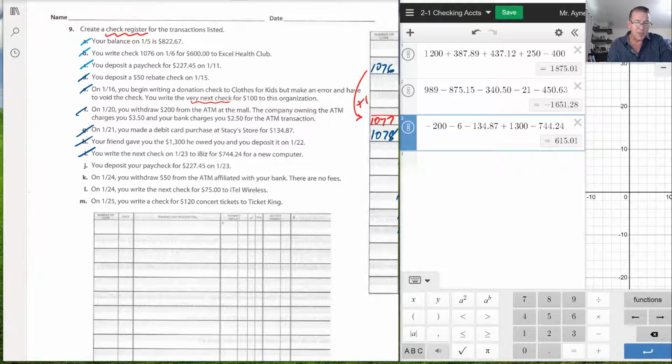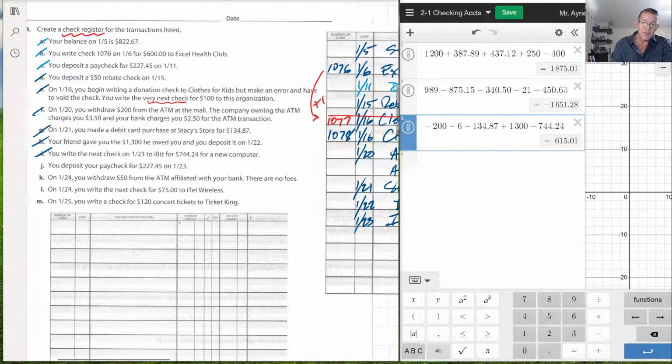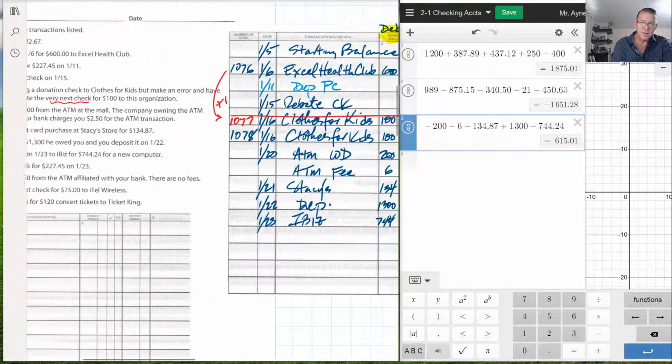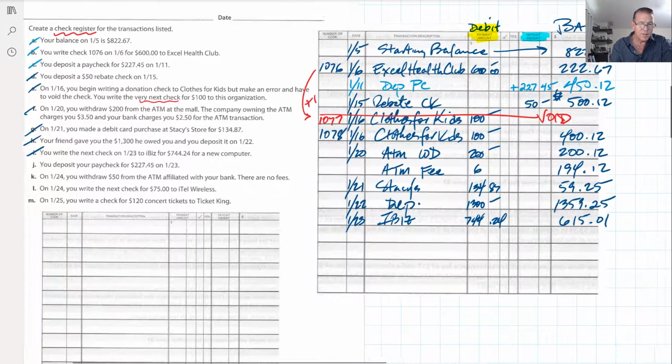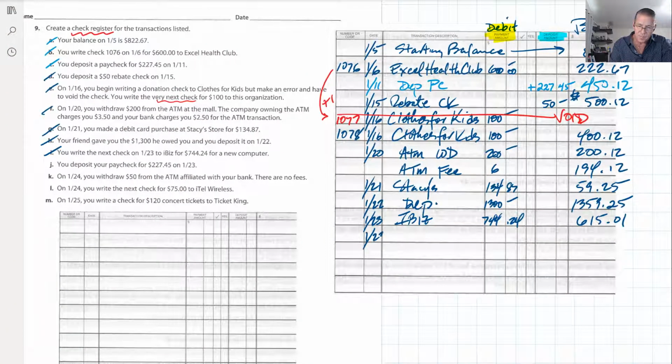So now you deposit your paycheck for $227.45. Oh, this is good. This happens on the 23rd. Okay, so deposit, paycheck, and this goes into the deposit column. Oh, you know what? This one should have been shifted over here. Sorry. Don't put it in the debit, put it into the deposit column right here. Sorry about that, you guys. So just switch that right there.